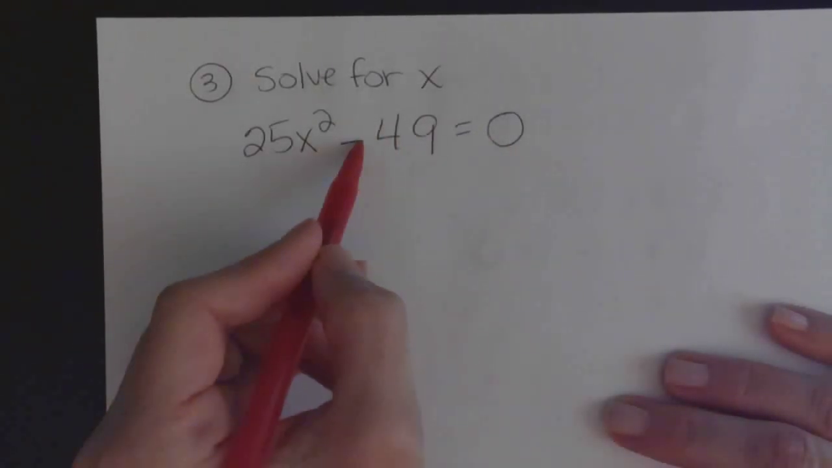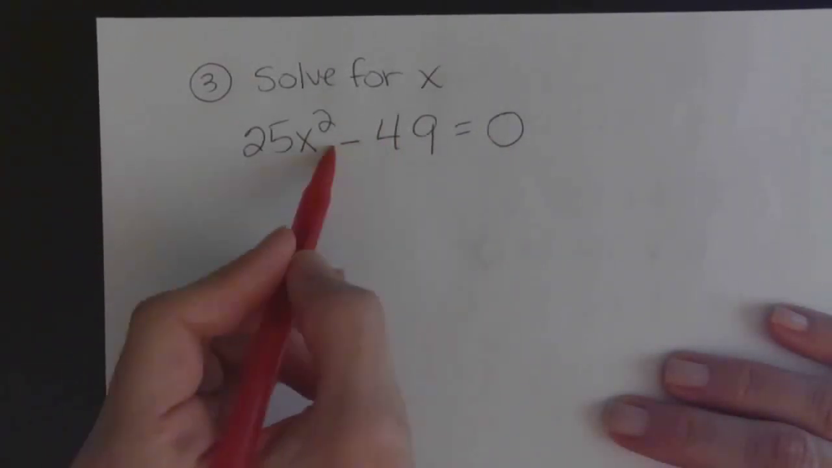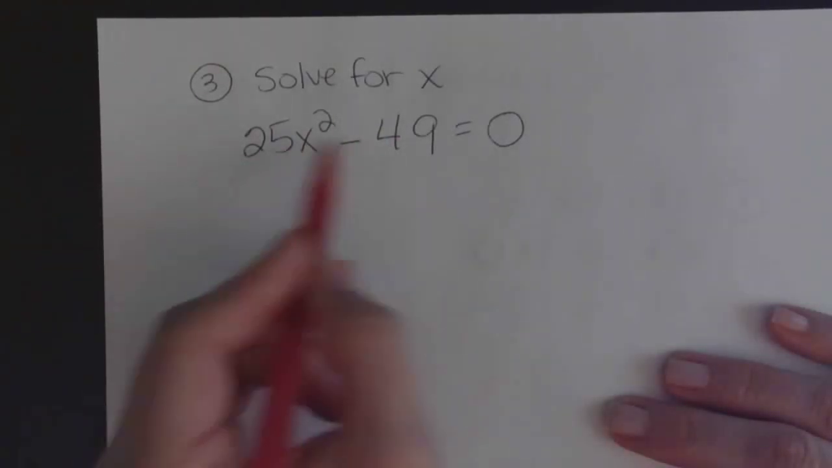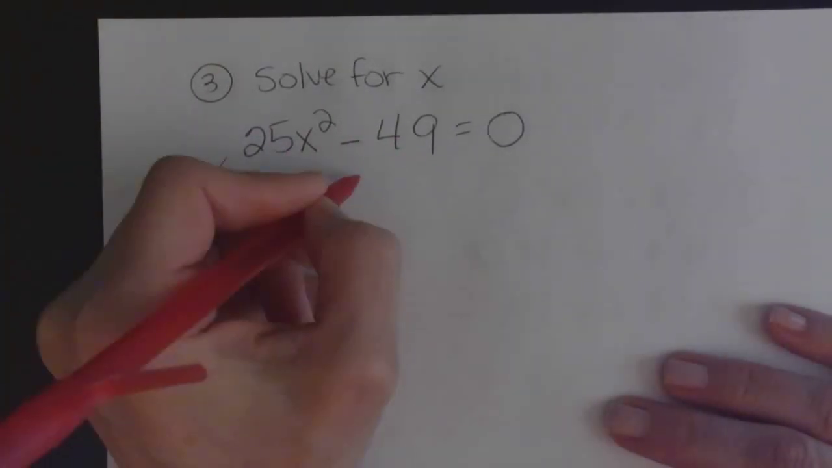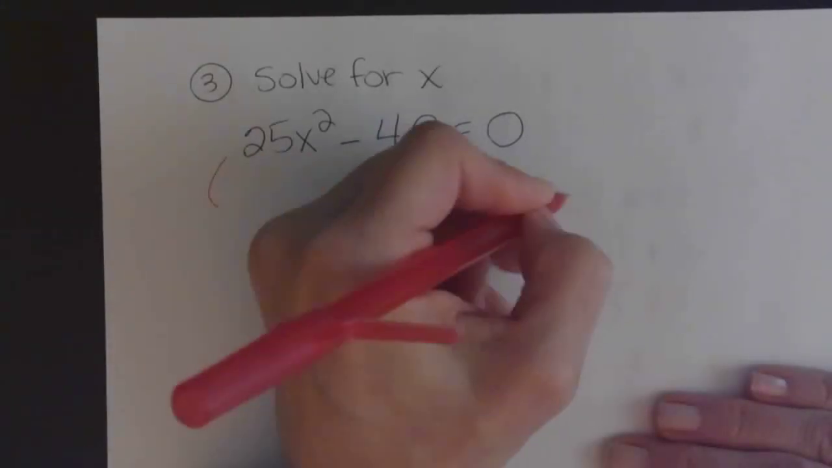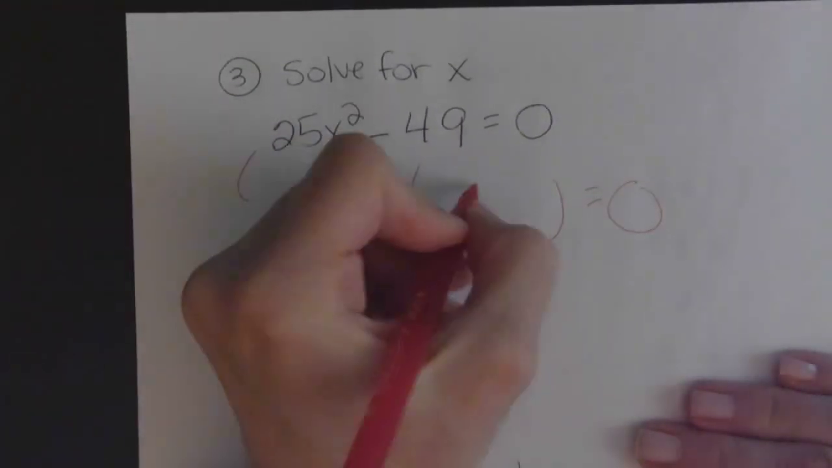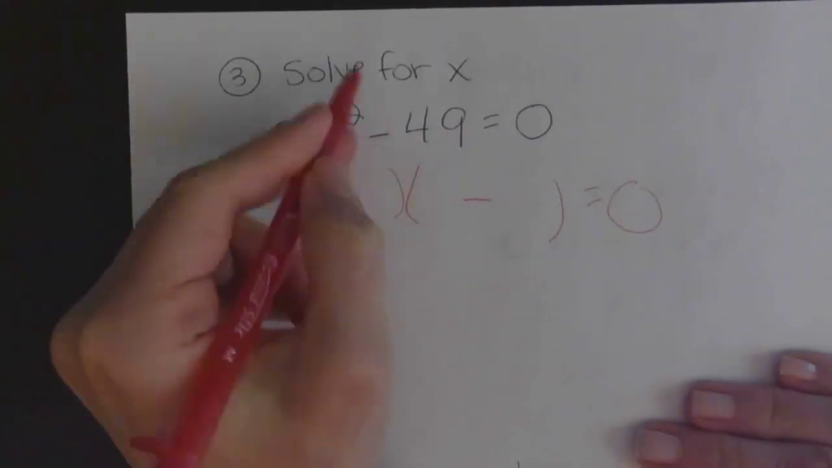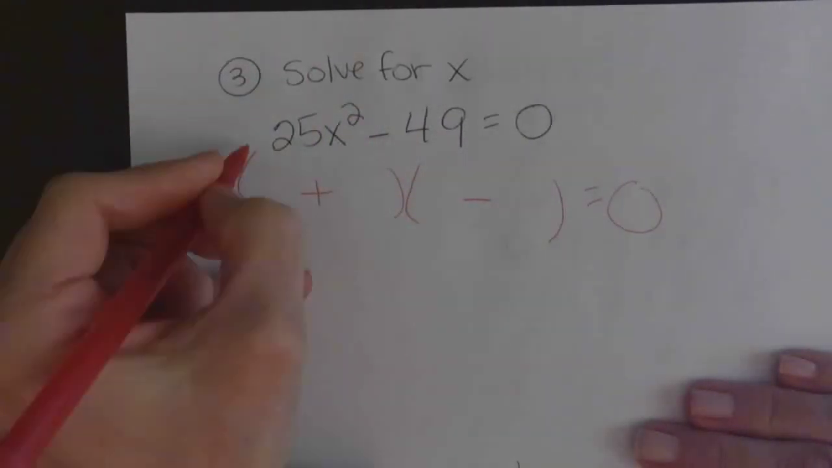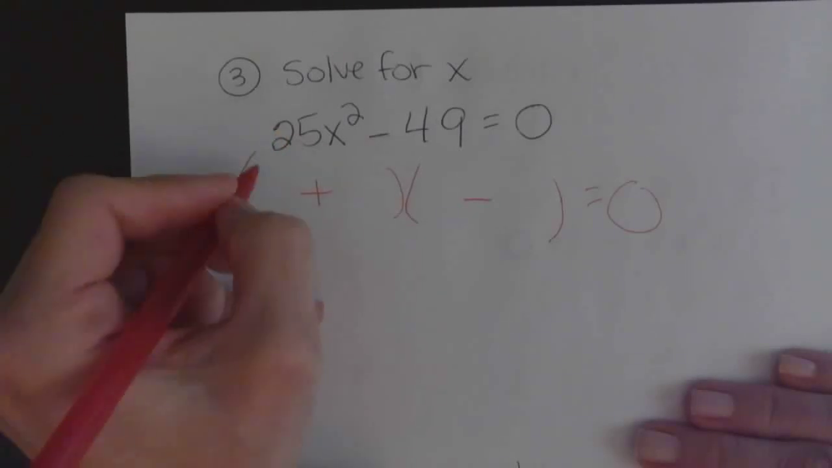25x squared minus 49 equals 0. This is the difference of two perfect squares. Hopefully you know the shortcut to that from last week. So we break it down. We know one will be plus and one will be minus so that the middle falls out to 0.